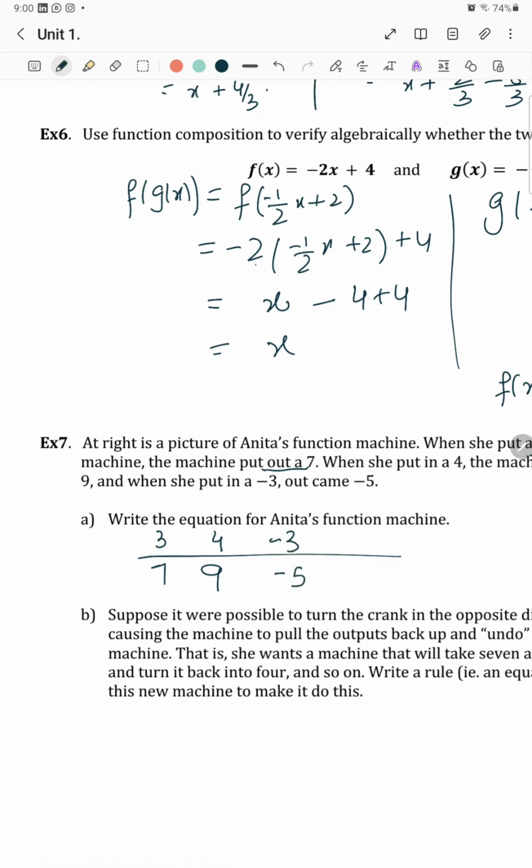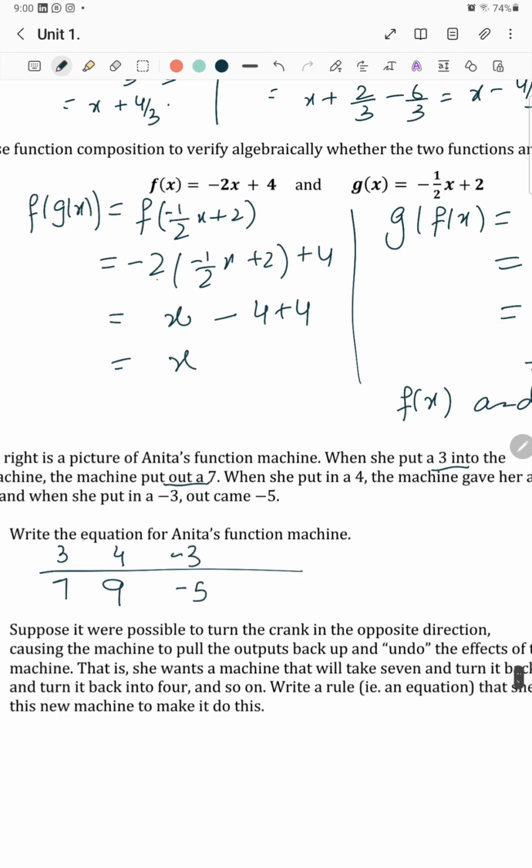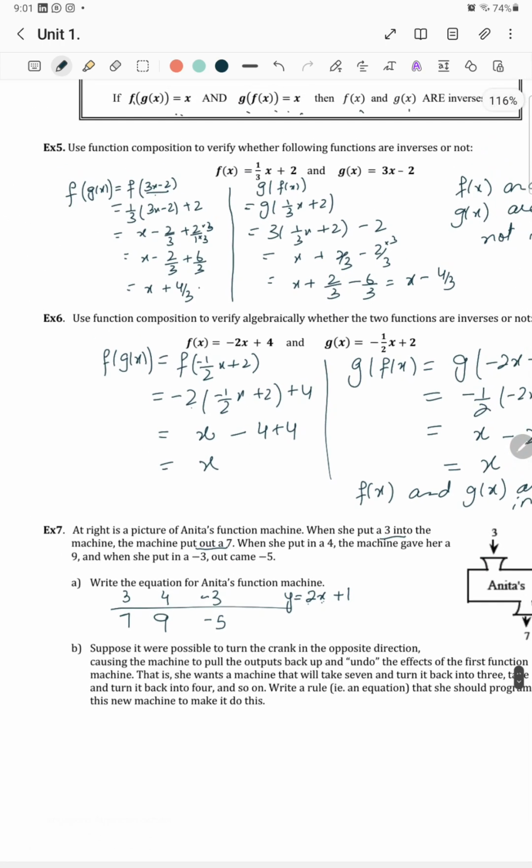So what's happening? 3 times 2 is 6 plus 1 is 7. So it can be 2x + 1 is equal to y. 2 times 3 is 6 plus 1 is 7. 4 times 2 is 8 plus 1 is 9. Minus 3 times 2 is minus 6 plus 1 is minus 5.